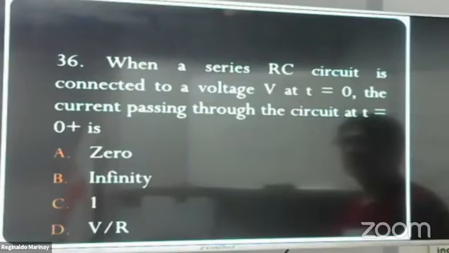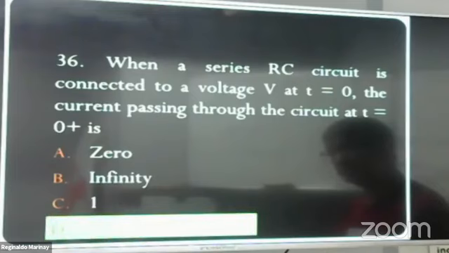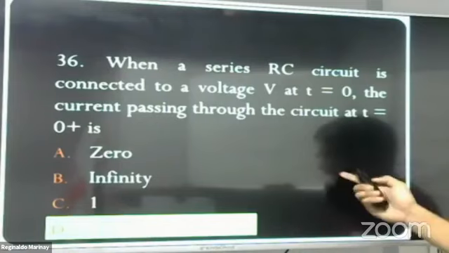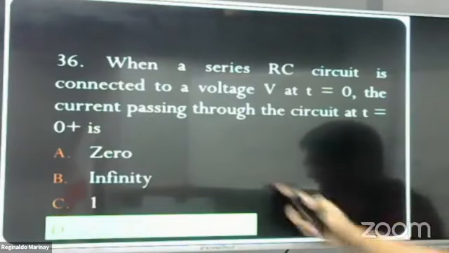When the series RC circuit is connected to voltage V at t equals 0, no? The current passing through the circuit is V over R. Upon switching ito. Ano ba ang capacitor upon switching? Shorted. Kaya V over R lang ang kuryente. Gaya ng diniscuss natin kanina. Yung table, naalala ba yun, class?